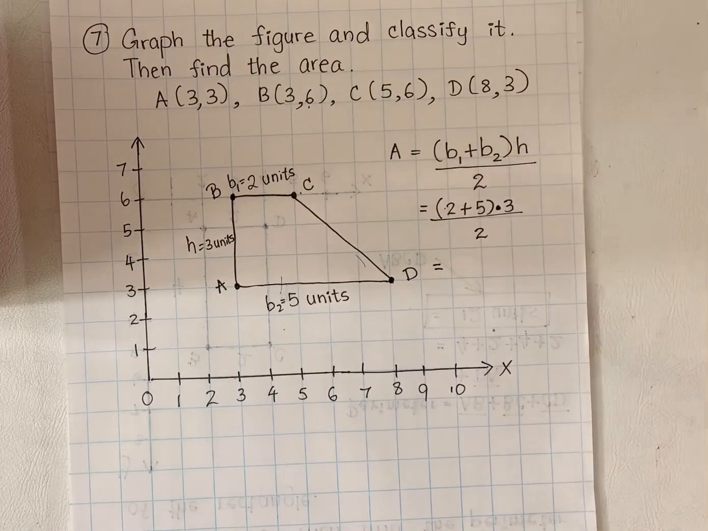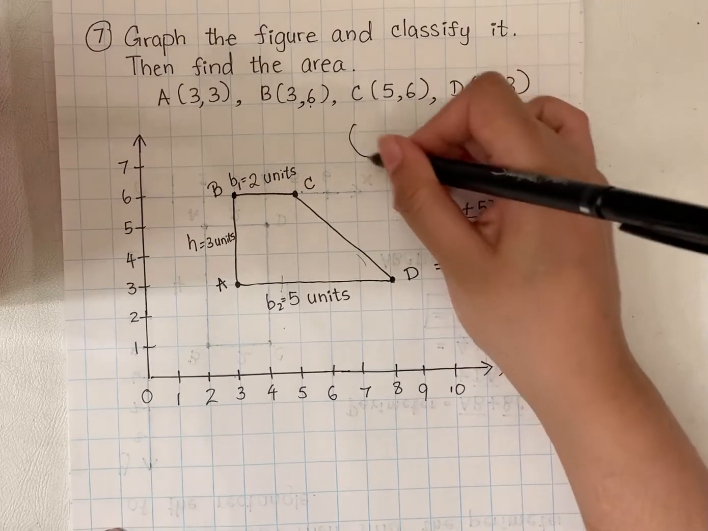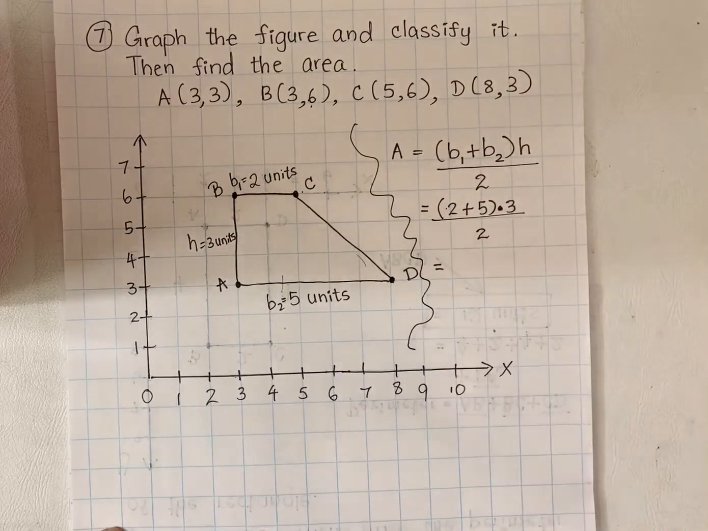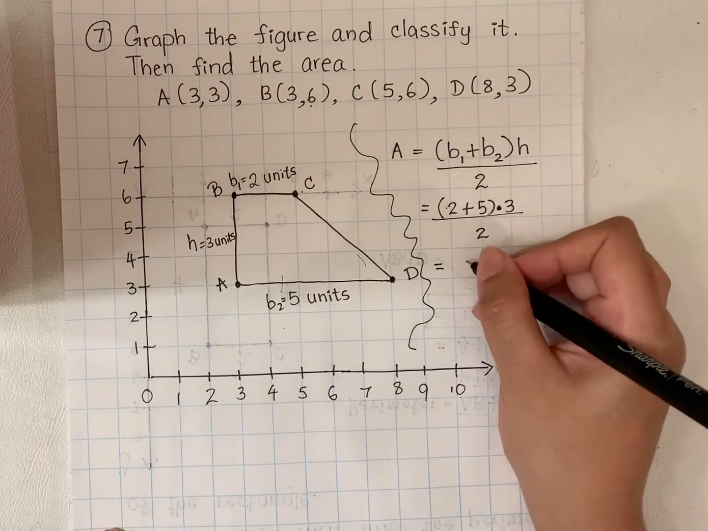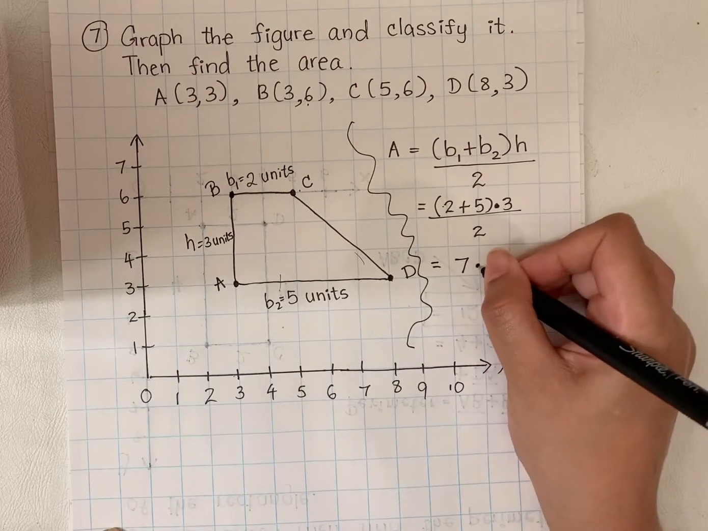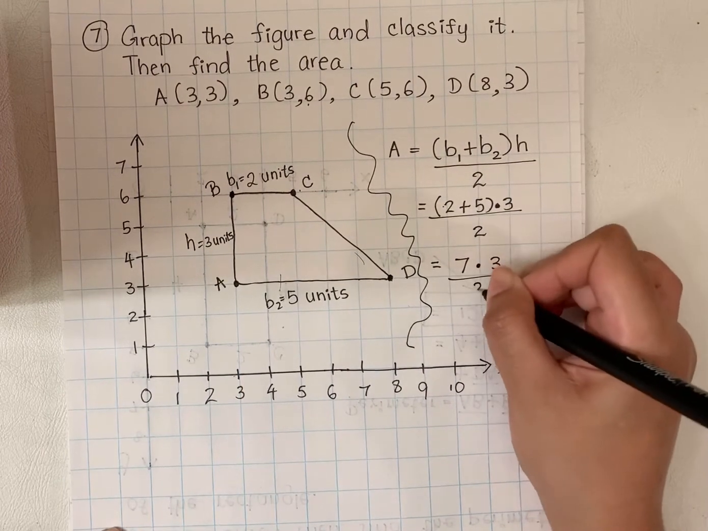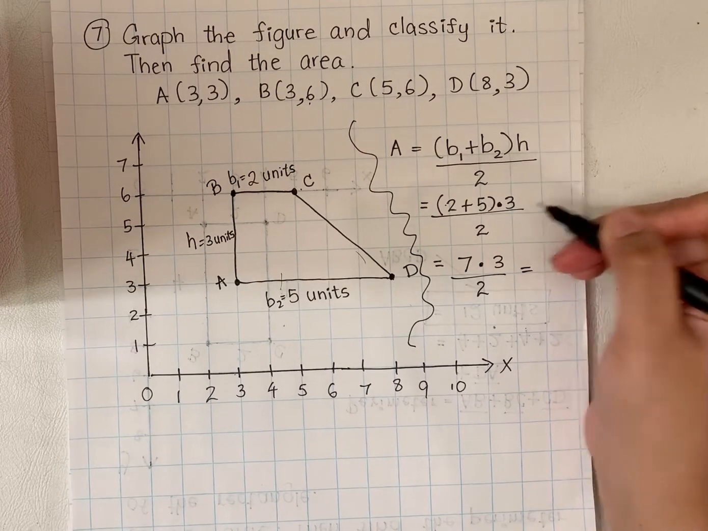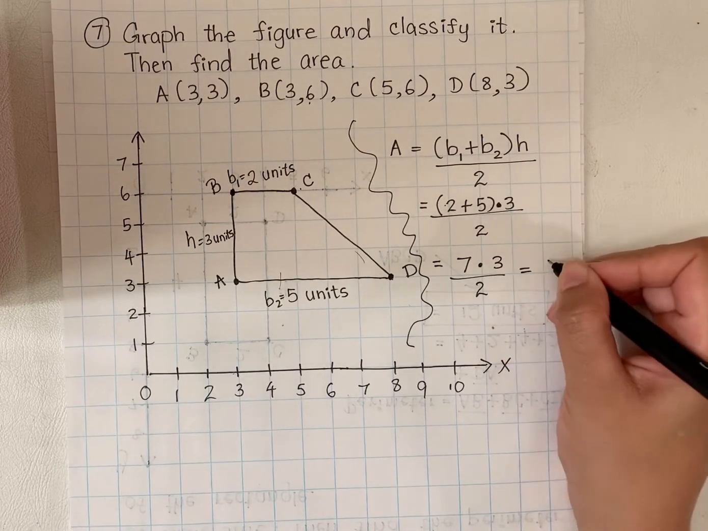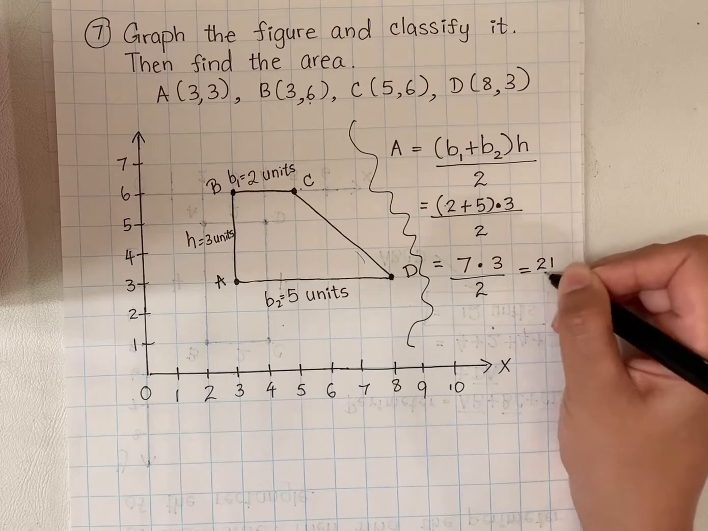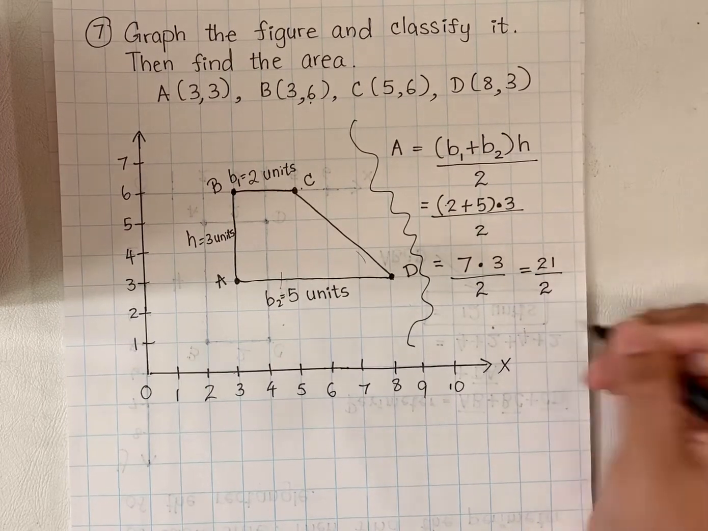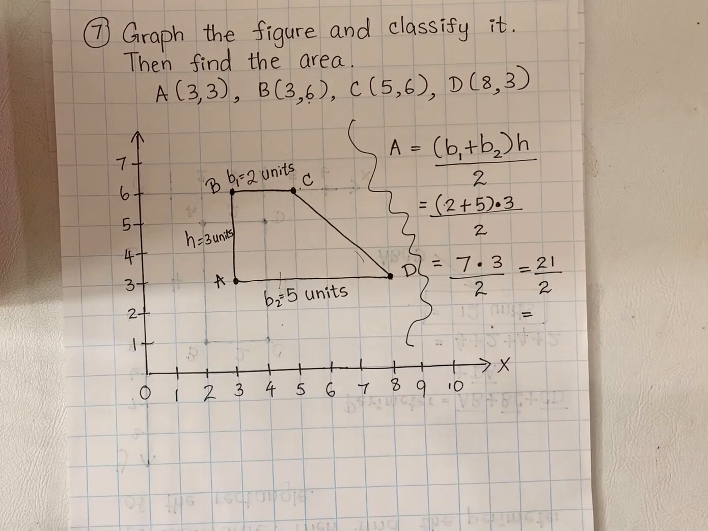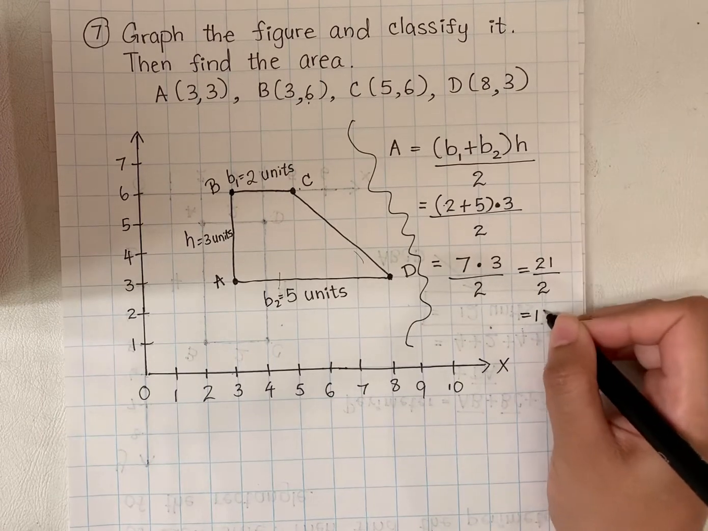First thing, I'm going to add the 2 bases. Let me kind of separate the solution from the picture. 2 plus 5 is 7. Okay. Now, once I know the base 1 plus base 2, or sum of the 2 bases, I'm going to multiply that by the height, which is 3. 7 times 3 is 21 divided by 2. 21 divided by 2 would give me 10.5.